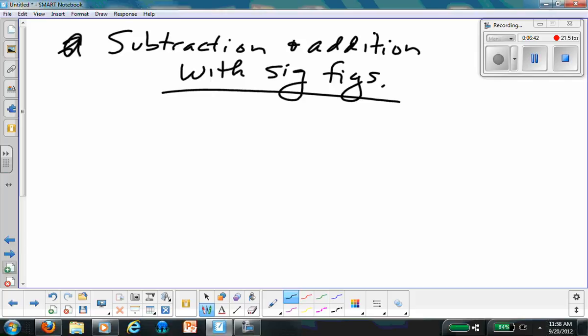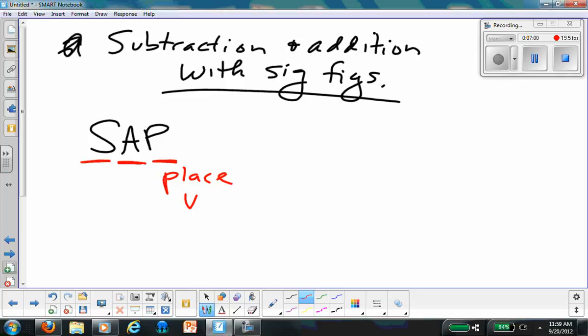So we get that, and what I'm going to tell you is I use acronyms all the time. That's how I got through college. That's how I got through life. The acronym I use that helps me is SAP. Subtraction, addition, the P is for place value. It's all about the place value. Whether it's tens, hundreds, place value is important. Not the number of significant figures in each number being used. That's multiplication and division. And that's where people mess up. Subtraction and addition, it's all about place value.